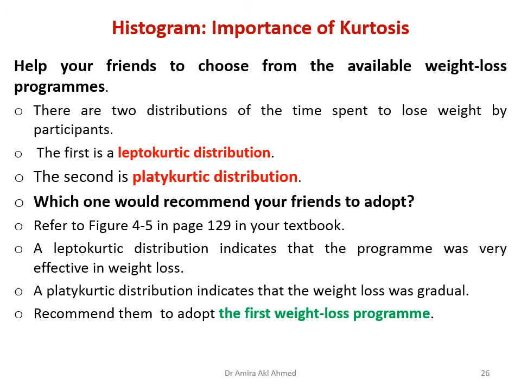Assume that there are two distributions of the time spent to lose weight by participants. The first distribution is elliptic, whereas the second is plateautic. Which one would you recommend your friends to adopt? Before answering this question, refer to figure 4.5. It would help you to answer this question.